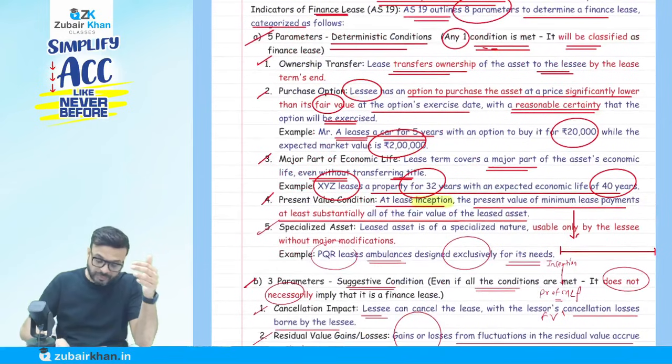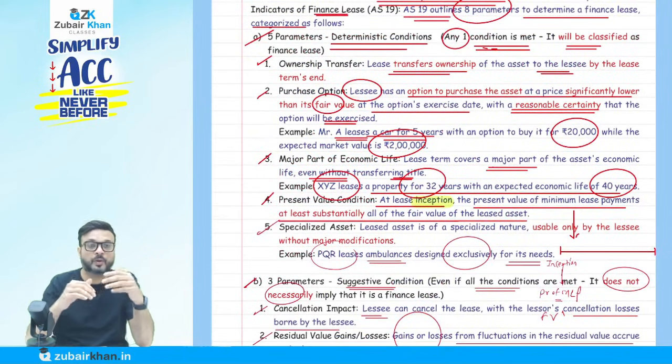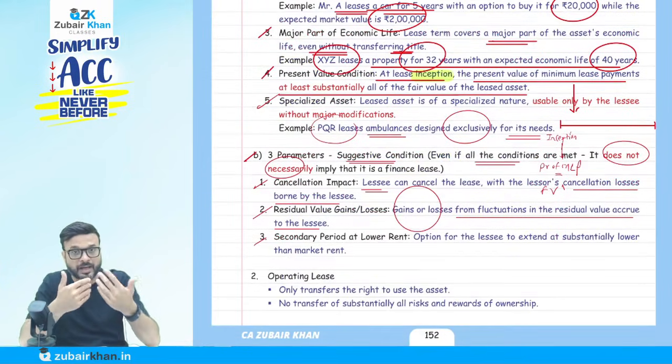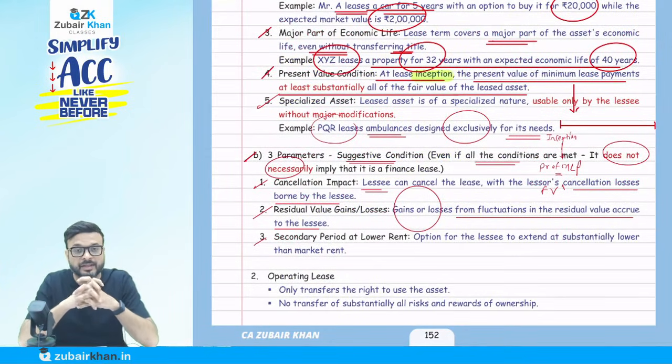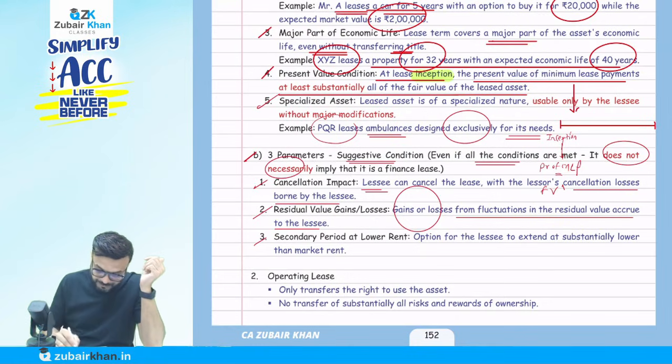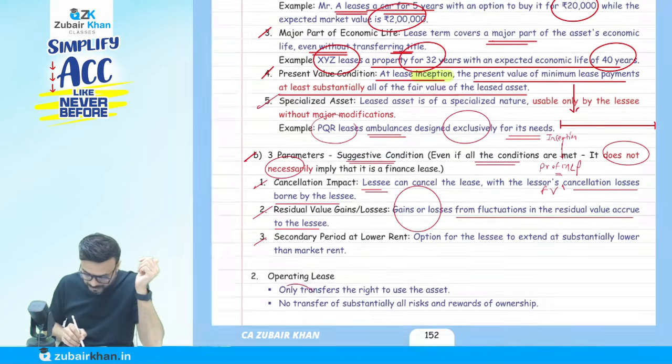But in the above 5 conditions, if any of those is fulfilled, we are going to call it a finance lease. Now we have discussed when it can be a finance lease. Now I'm talking with you about when it can be an operating lease. Operating lease only transfers the right to use an asset, not all risk and reward. To make it simple, if it is not a finance lease, we are going to call it an operating lease.